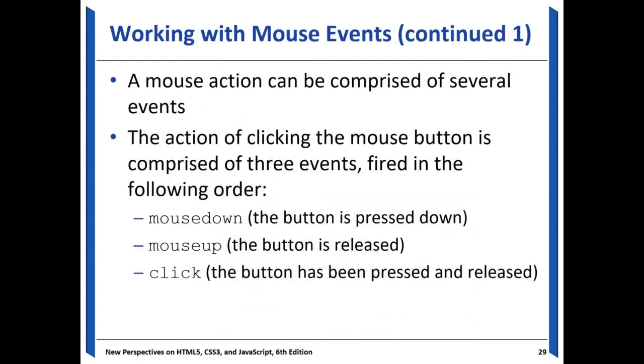Now, a mouse action can also be comprised of several events. For example, here, clicking the mouse button is comprised of 3 events, and these are fired in the same order. You get mouse down, mouse up, and a click. So mouse down, the button has been pressed. Mouse up is when the button is released. And then click is where the button has been pressed and released. So those 3 events all happen when you click with your mouse.